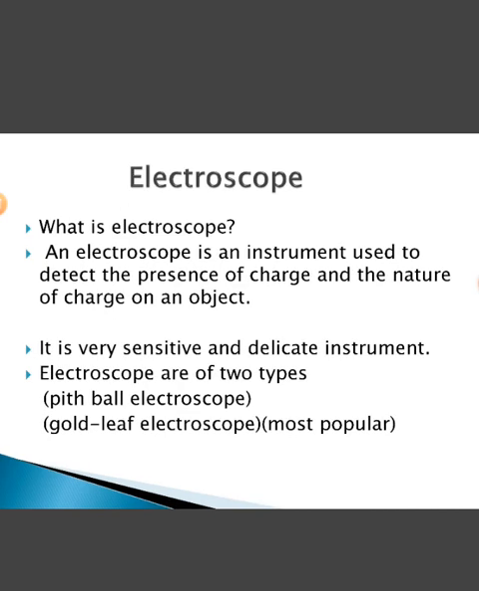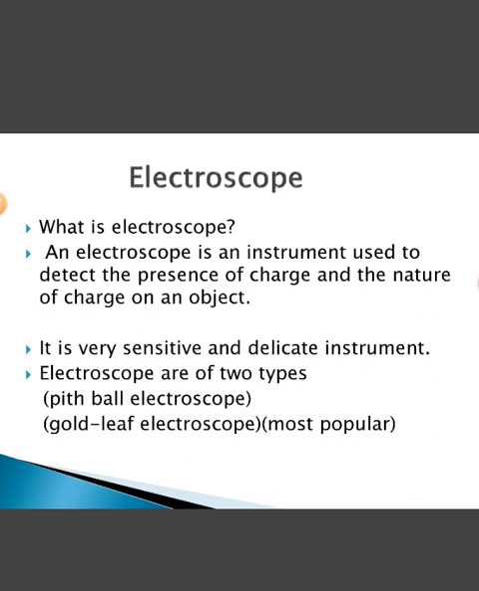Now let's take a look at what an electroscope is, which is a major instrument used in static electricity. An electroscope is an instrument used to detect the presence of charge and the nature of the charge on an object. Not only to detect charge, it is also used to detect the nature of the charge, either positive or negative. It is a very sensitive and delicate instrument.